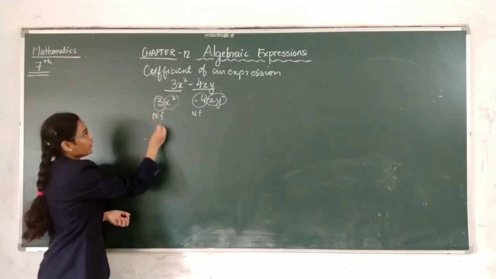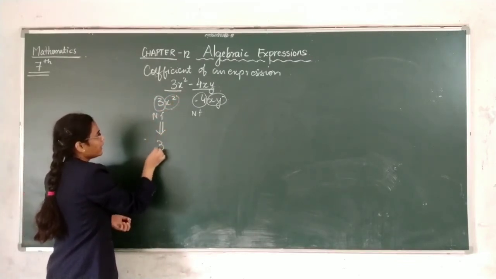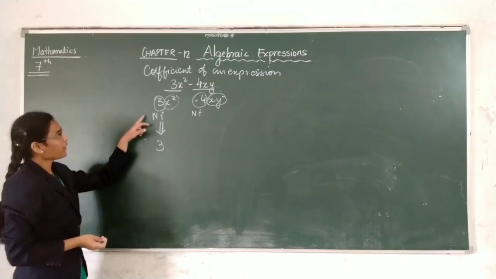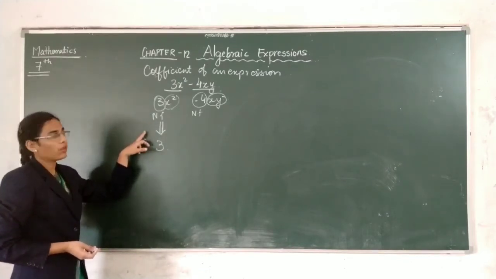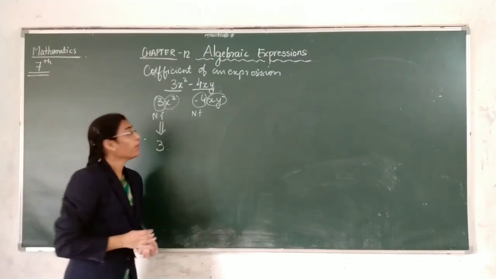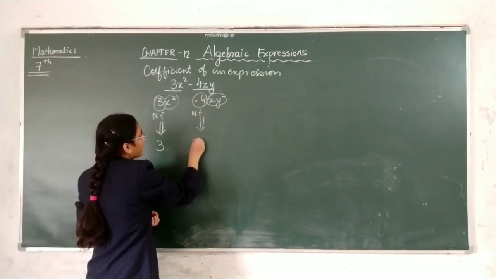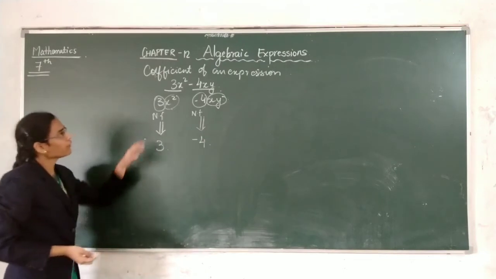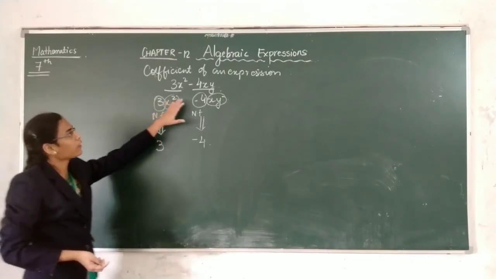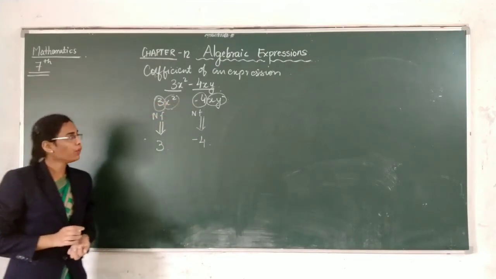square, the coefficient of this term will be 3. The numerical coefficient, the numerical factor, is called the coefficient of that particular term. Talking about the next term, the numerical factor is -4. So the coefficient of the first term is 3 and the coefficient of the second term is -4.